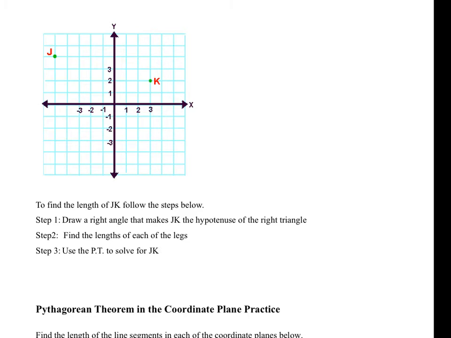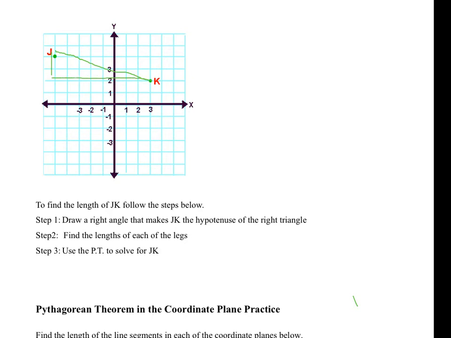When we take a look here, it says to find the length of JK, follow the steps. So we're going to draw JK, and let's see if I can do it halfway decent straight line. Not so great, sorry about that. And find the lengths of each of the legs, and then use the Pythagorean theorem to solve for JK.